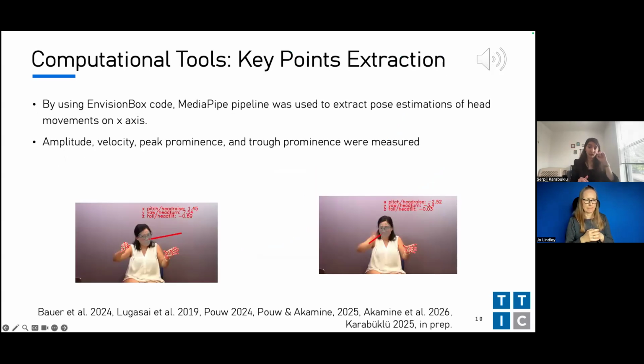To complement these results, I also use computer vision tools like MediaPipe. It enables us to find points on the video, in our case for the head nod, the facial points, and track these points across the frames. So we can measure the trajectory, with specific features such as amplitude, velocity, peak, and trough.